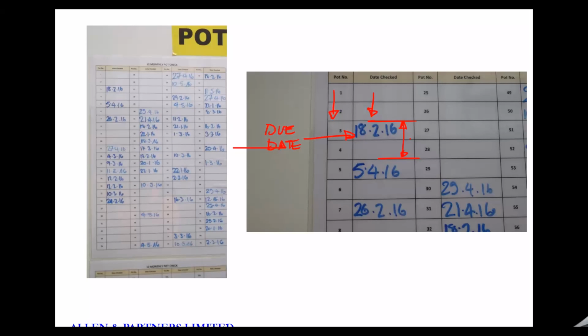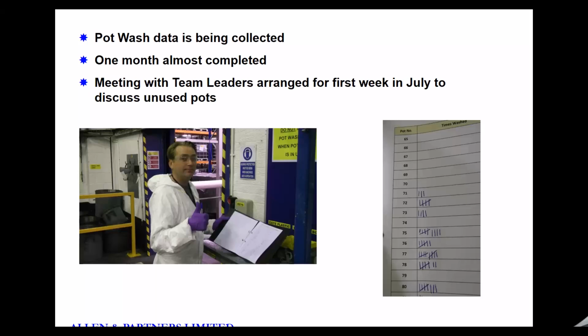I would personally put the due date on there and put it in due date order to make it easy to do. But hey, they're starting this off. This is a great improvement on what they were doing. And there's a little tally chart as well, telling them the usage.